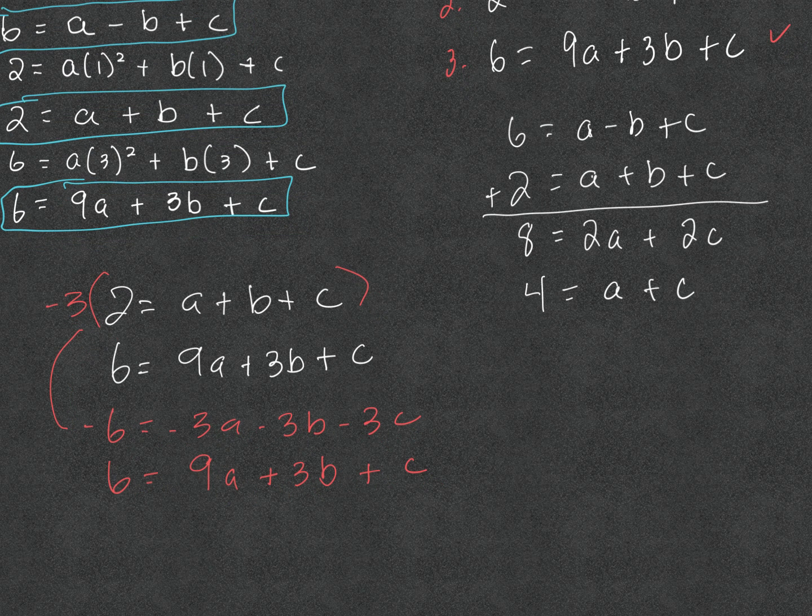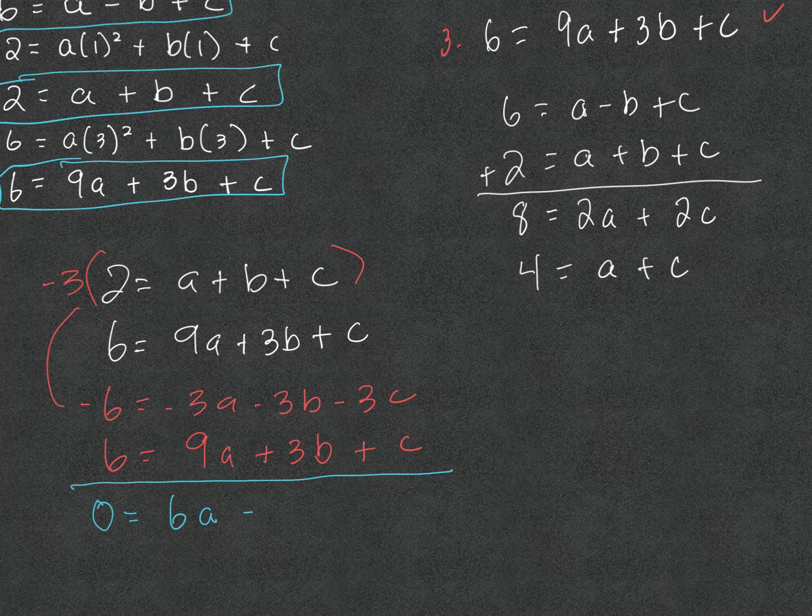And so what I'm going to get here when I add these is 0 is equal to 6a minus 2c when I add these together, okay? -6 plus 6 is 0, and then I have -3a plus 9a is 6a, -3b plus 3b cancels, great. -3c plus c is equal to -2c. So I'm going to have another equation, and I'm going to have 0 is equal to 6a minus 2c.